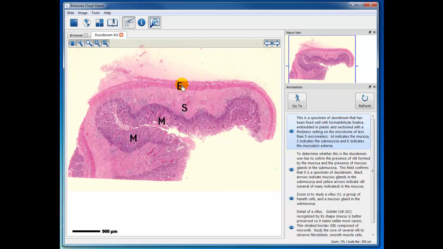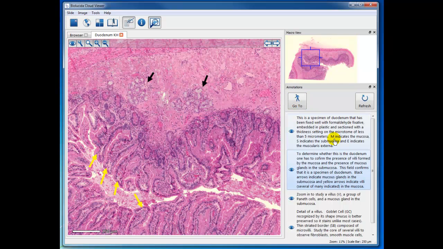Now in the duodenum, to confirm that's the duodenum, you're going to have to find villi, and you're going to have to find mucus glands in the submucosa. And that's what this next annotation shows. Here are several villi indicated.